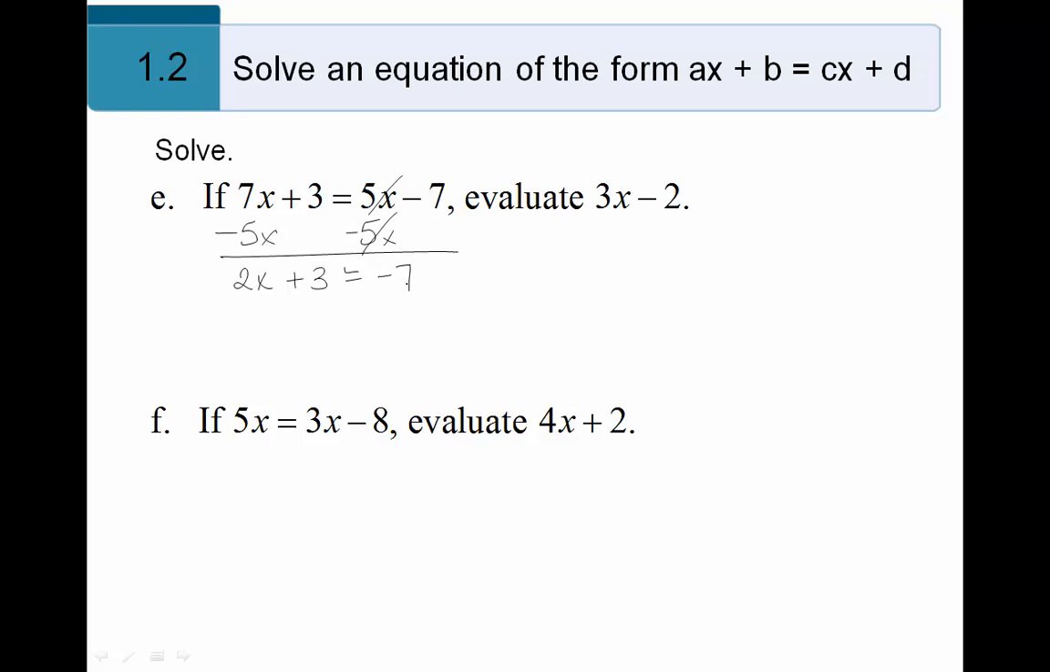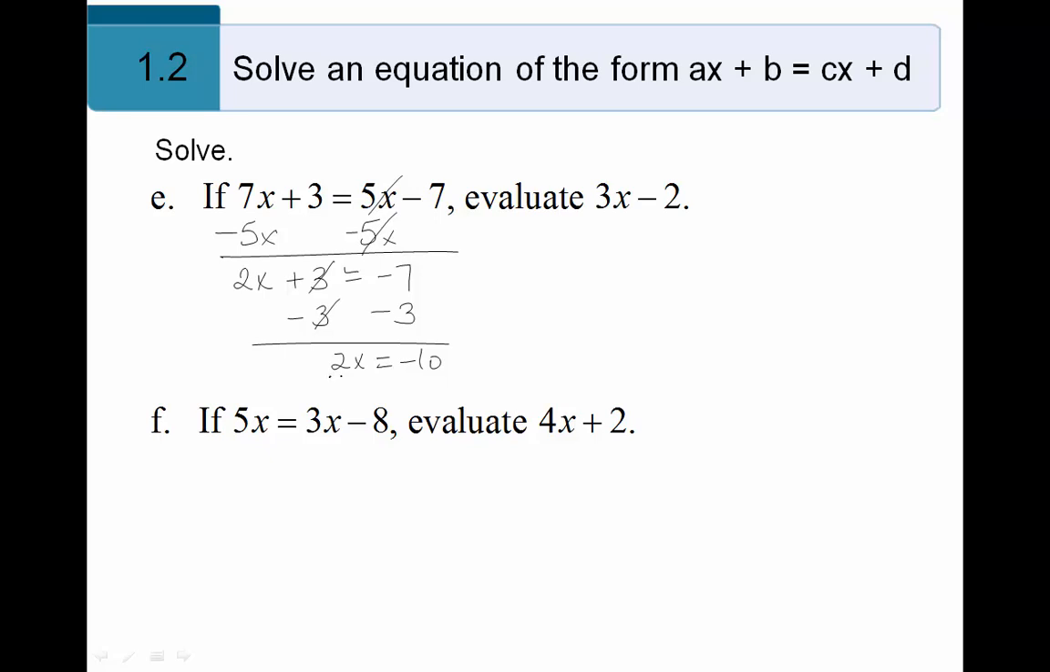Since we moved variables to the left, we need to move all the numbers to the right. To accomplish that, we need to get rid of that positive 3, so we'll put a negative 3 on both sides of the equation. Combining the numbers, the 3's cancel, leaving us 2x equals, on the right-hand side, negative 7 and negative 3 is negative 10. At this point, steps 2 and 3 are complete. We have the variable on one side and the number on the other.